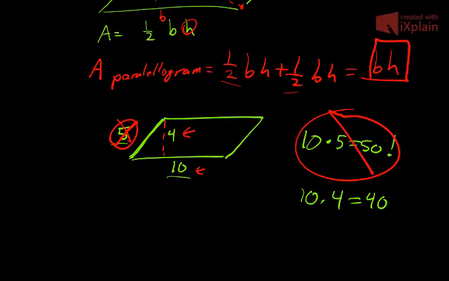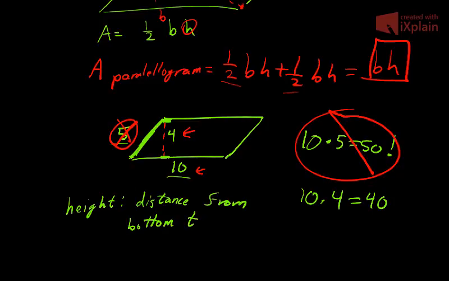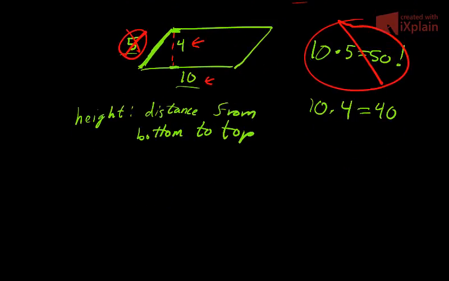And that's what we're going to do every time we see one of these parallelogram problems: we are going to figure out what the height is, which is the distance from the bottom to the top, not the length of the side. So the height is always going to be the distance from bottom to top. And if we make sure we keep that straight, we should be pretty good on these parallelogram problems. I want to show you guys one more thing real quick.